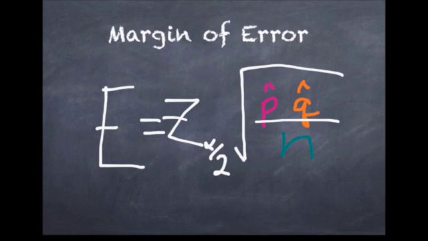Now, the formula for the margin of error, okay? For your margin of error, that's going to be written as E, just like before. That's going to be the z of alpha over 2, that's your z from the table, times the square root of your p hat and your q hat. You multiply them together, and then you divide that by n, okay?